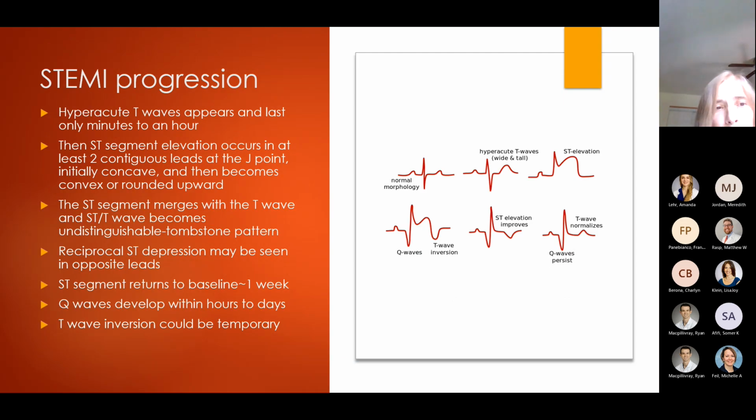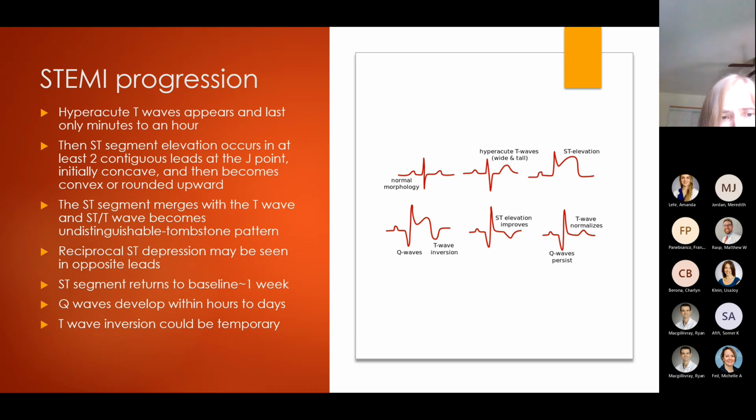So let's talk about STEMI progression. You start with very tall T waves. Sometimes you don't see them because it happens so fast. Sometimes it only takes minutes to see those tall T waves. It takes minutes to an hour, and then it resolves. Then you see ST segment elevations, which have to be in at least 2 contiguous leads at the J point. Initially it's concave, and then it turns into a tombstone presentation. And tombstone, as we all know, is bad.